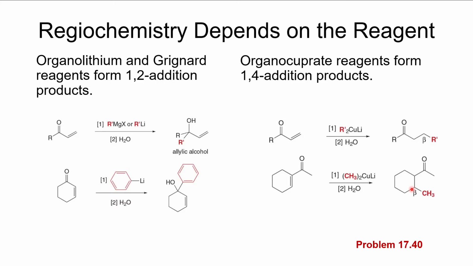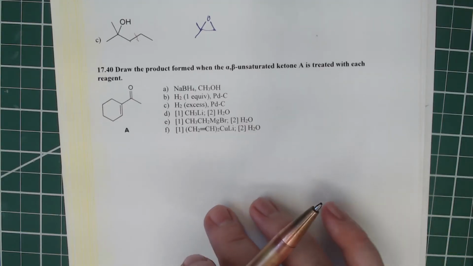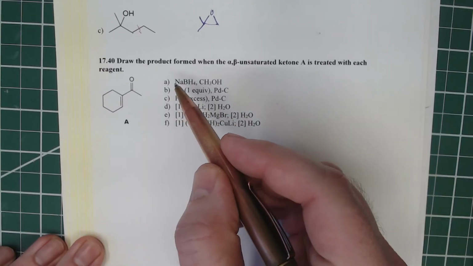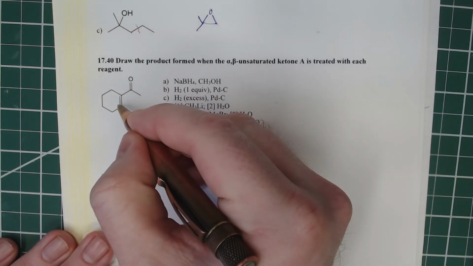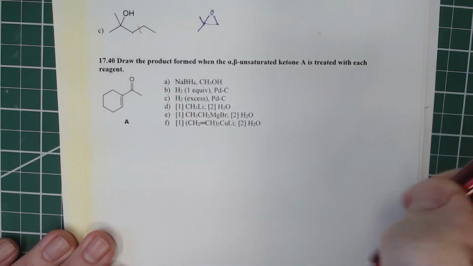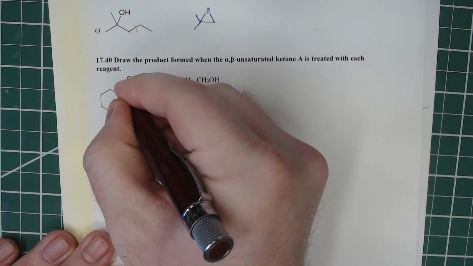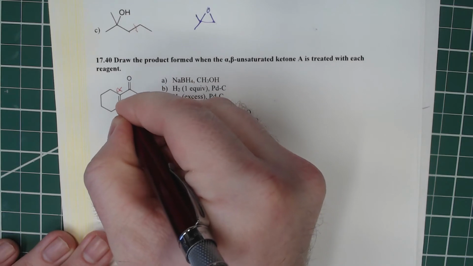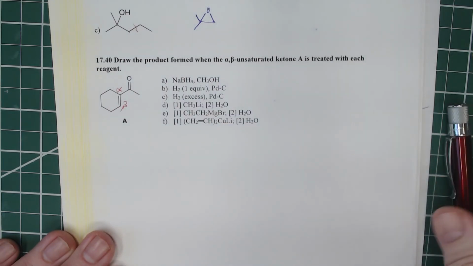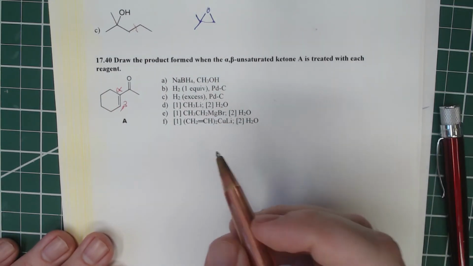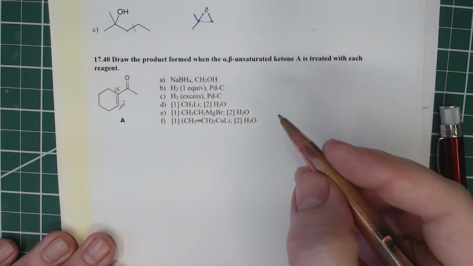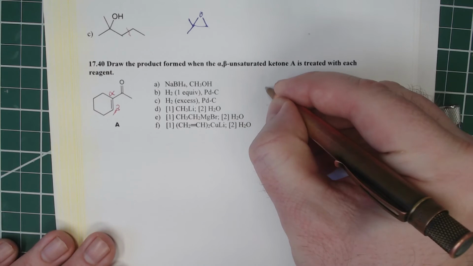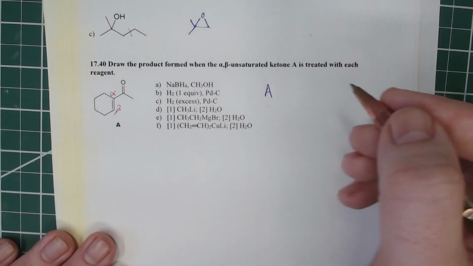Well, let's look at number 40. All right, we want to draw the product. You'll notice that we've got a carbonyl and an alpha beta unsaturated. I'm going to go ahead and label this. This is the alpha carbon. This is our beta carbon. We want to understand what's going to happen with each of these reagents. All of them are going to start off with A, so compound A, which is this thing.